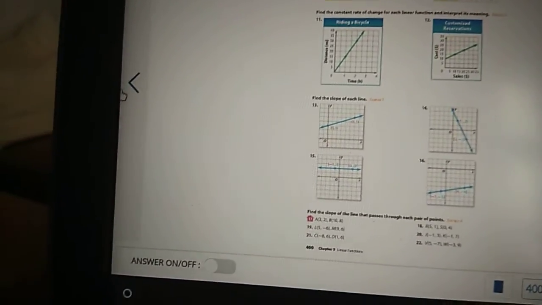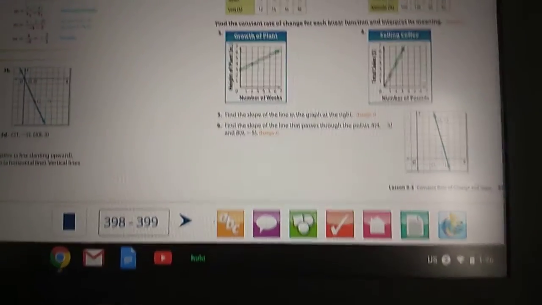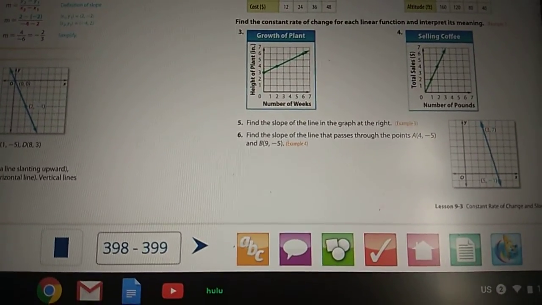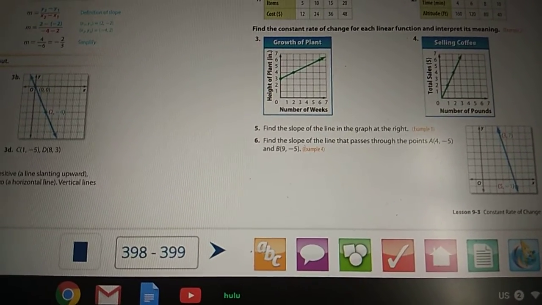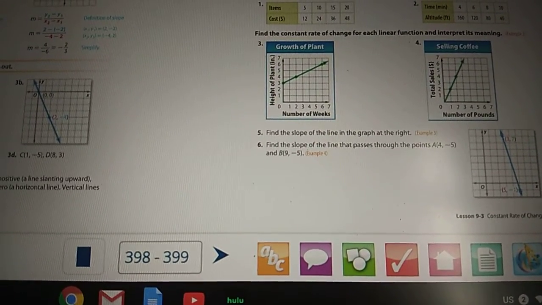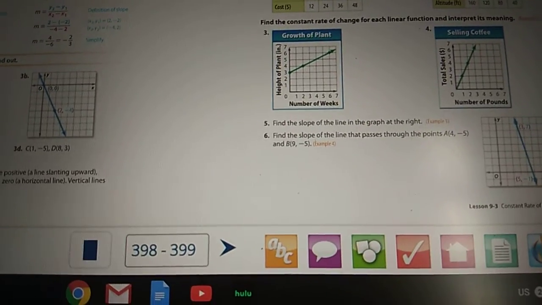Okay, let's come back here. Oops, sorry. And then we're going to come back to this question. Lastly, find the slope of the line that passes through the points A(4, -5) and B(9, -5).